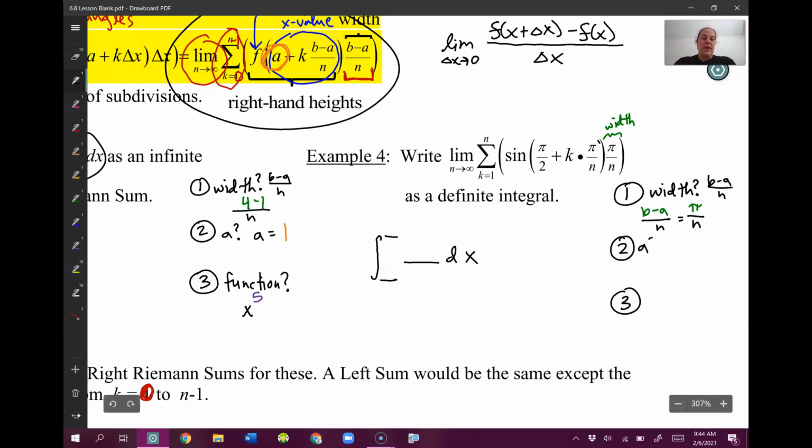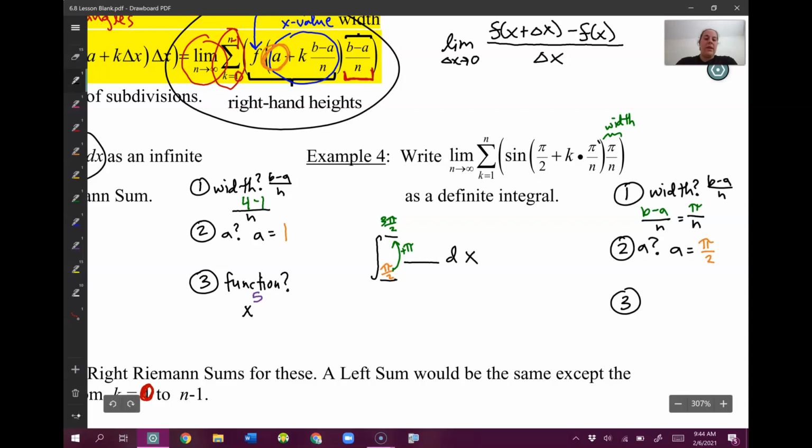Step 2, what is a? Well, remember a is always in front of your k. So a is going to be pi halves. So that right there is going to be my lower limit. And remember, these need to be pi width apart. So I am going to add my width to get to my upper limit. There we go.